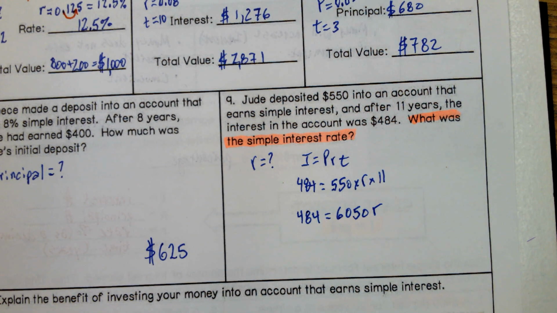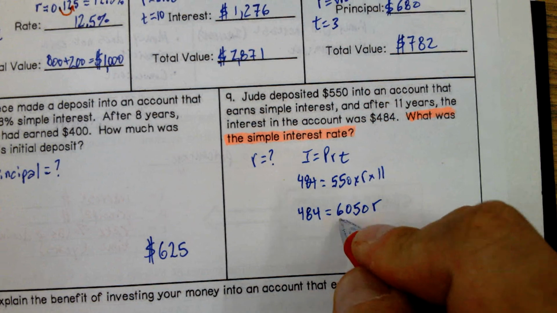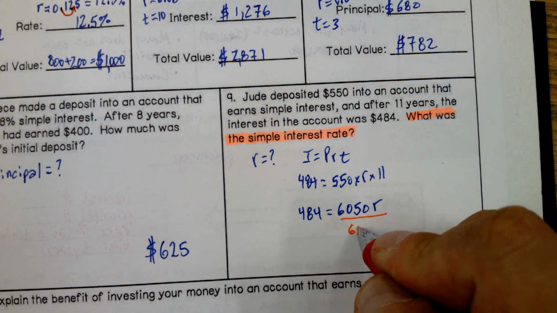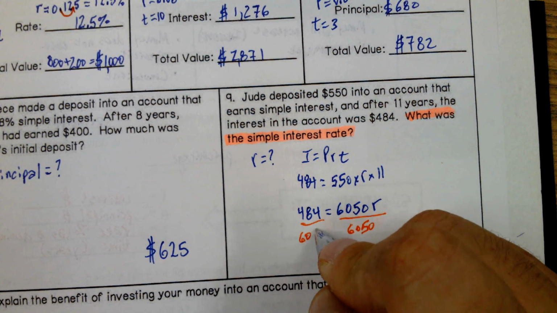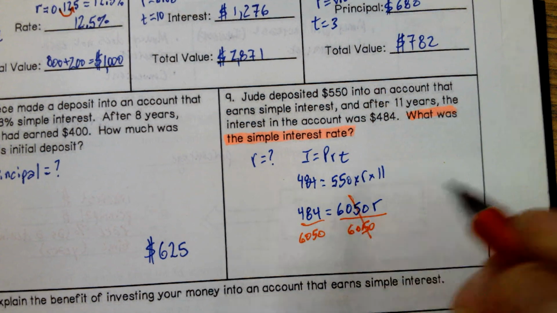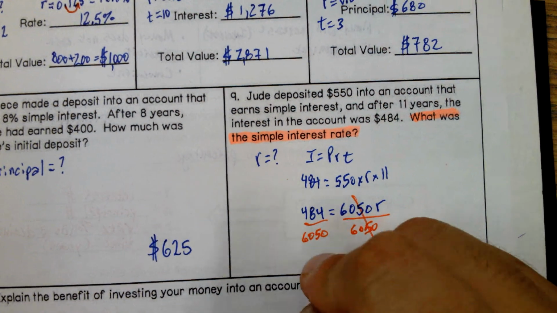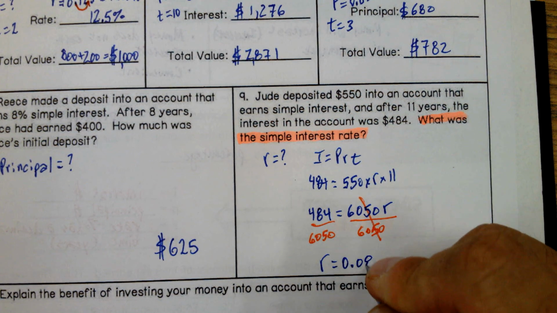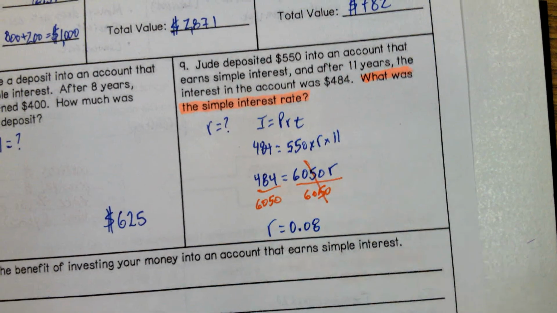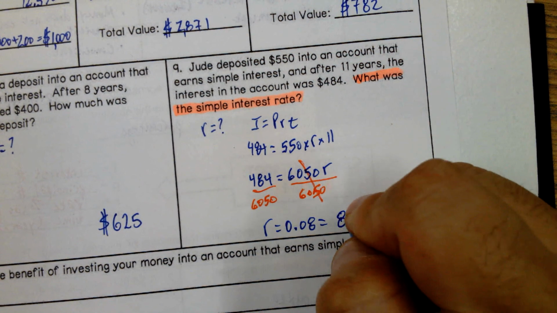So it's 6,050. Let's divide both sides by 6,050. And so, Jordan, what is the interest rate? Starts off at 0.08, which we can convert to 8%.